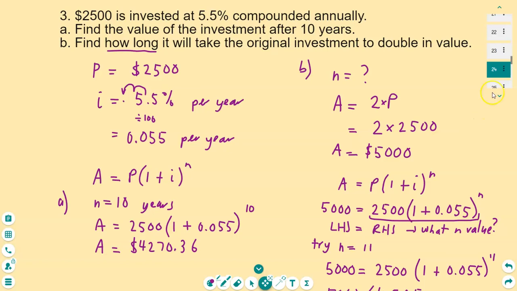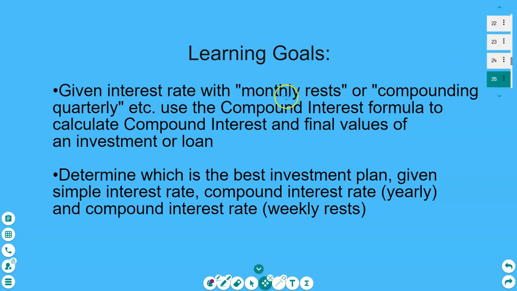But anyway, that's the three questions we're doing on compounding annually. But this is for next time, all right? We're going to look at given an interest rate with monthly rests, or compounding quarterly or monthly or 6-monthly or fortnightly. So it's a little bit of a different process there.